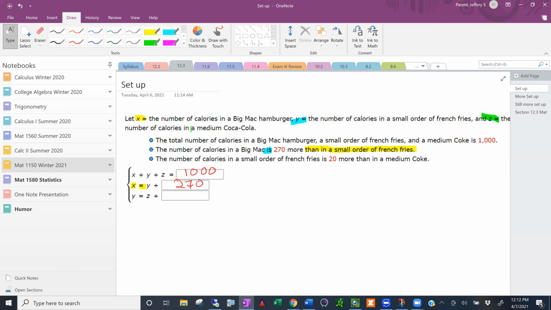And finally, the number of calories in a small order of French fries is 20 more than in a medium Coke. So the number of calories in a small French fries, that was another one of our variables. That one's a Y. And we have that the number of calories here is 20 more than in a medium Coke. So if I take a medium Coke and I add 20 to it, then I'll find out how many calories are in a small order of French fries. So this plus 20.